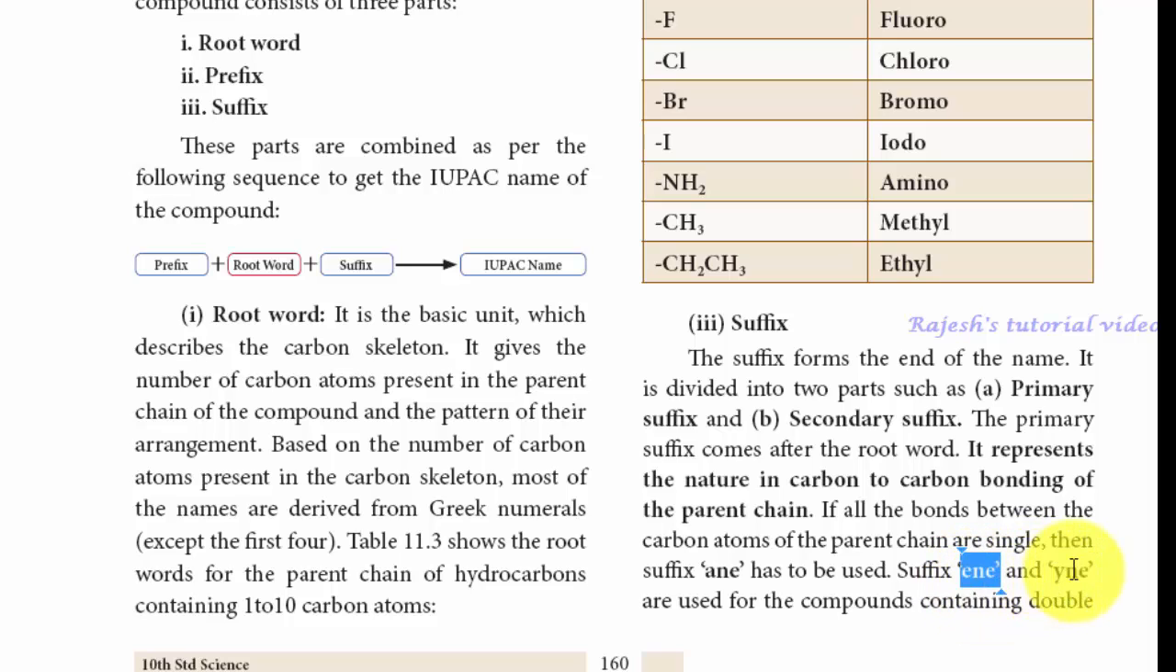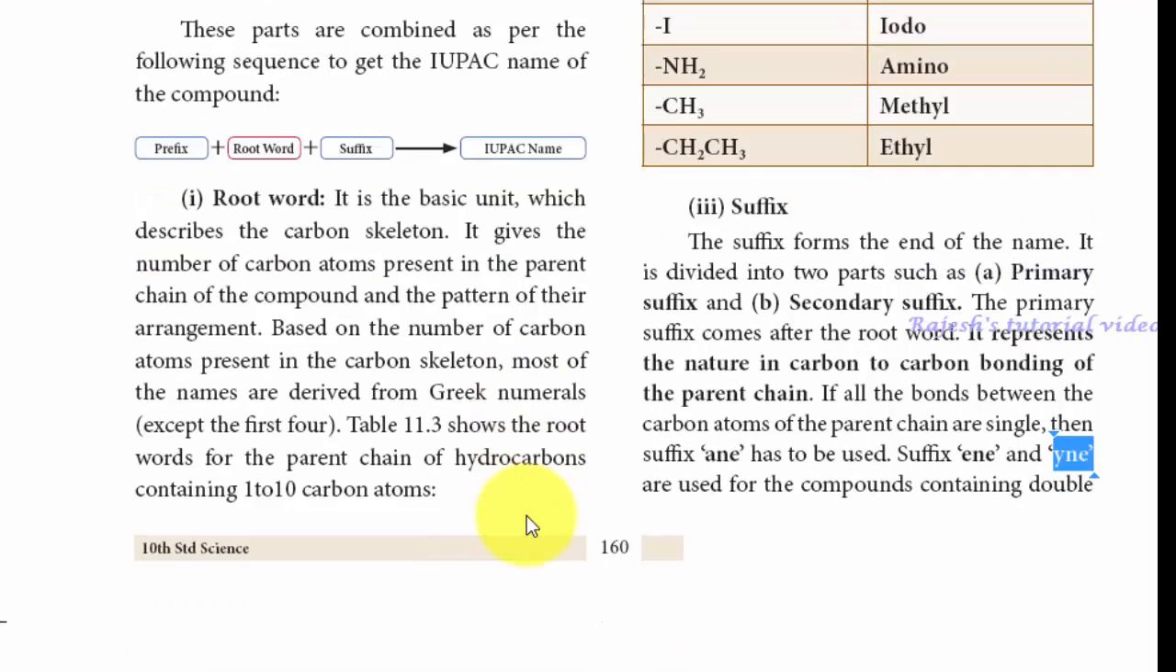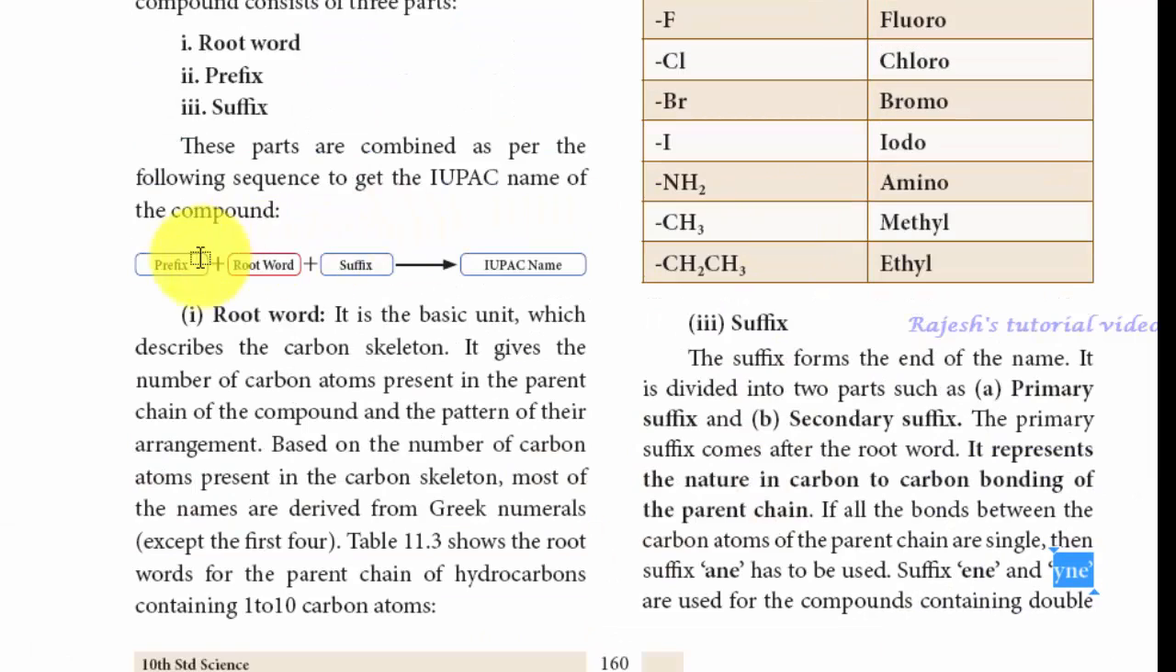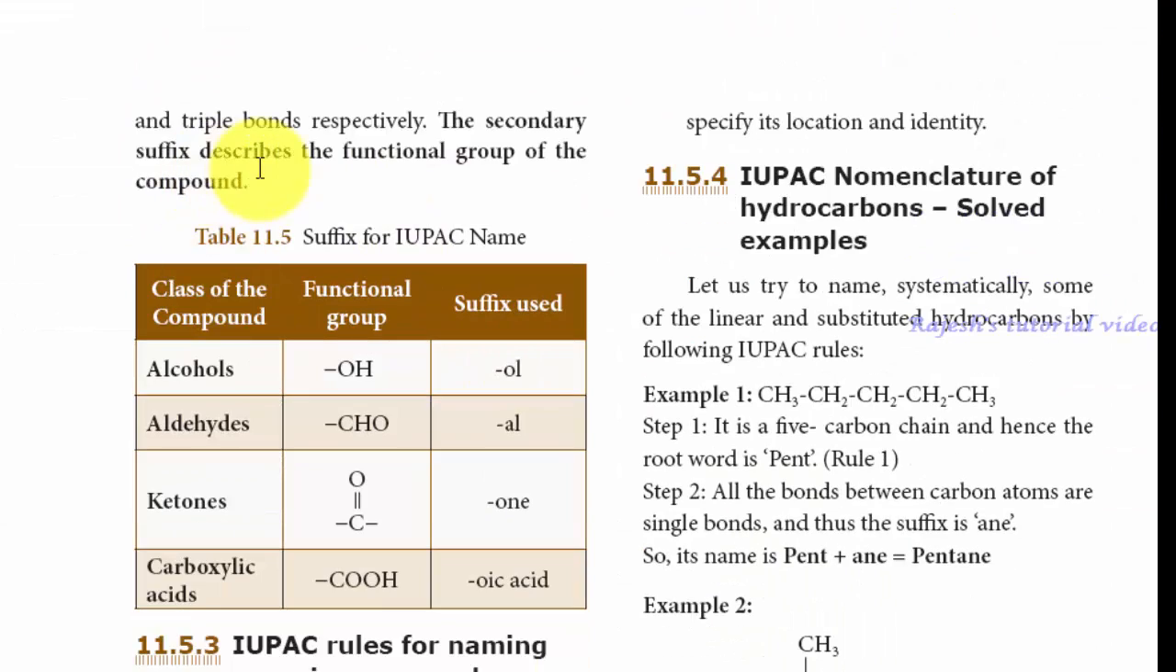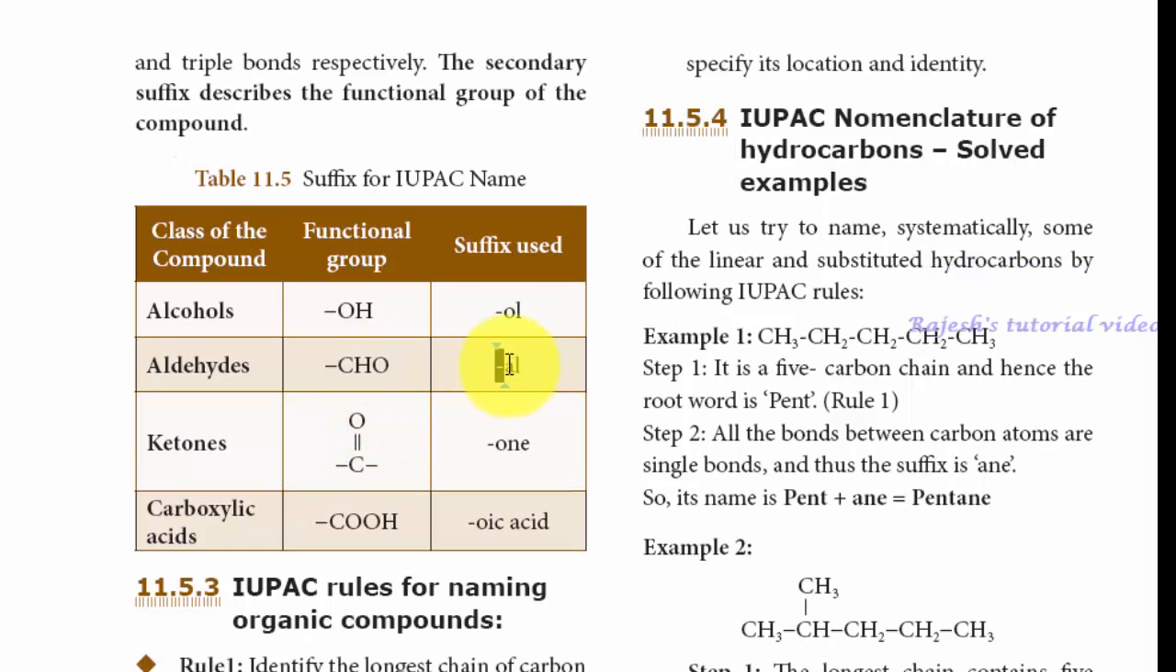If it is a triple bond, then it will be -yne, that is ethyne, propyne and so on. So this is about the primary suffix. Next, the secondary suffix describes the functional group of the compound, that is whether it is an alcohol or aldehyde and so on. If the functional group is OH, alcohol, the suffix used will be -ol, that is methanol, ethanol, propanol and so on. And if it is CHO, the aldehyde group, then the suffix will be -al, that is methanal, ethanal, propanal.